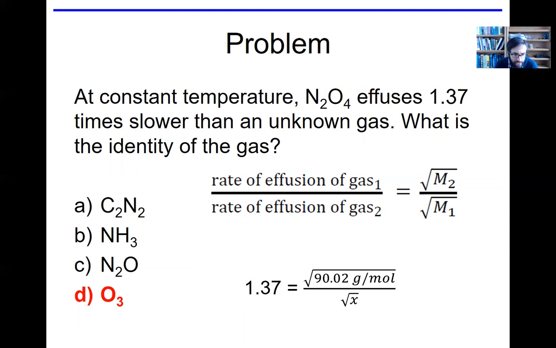So indeed, we did get a smaller molecular weight. So you just have to be a little careful here how you plug this in. Are you going to want to call this M1 or M2? But we know it's going slower, and so the slower one is going to be on top, right? M2. Okay.